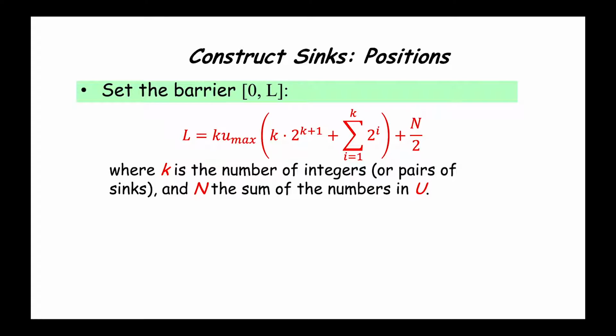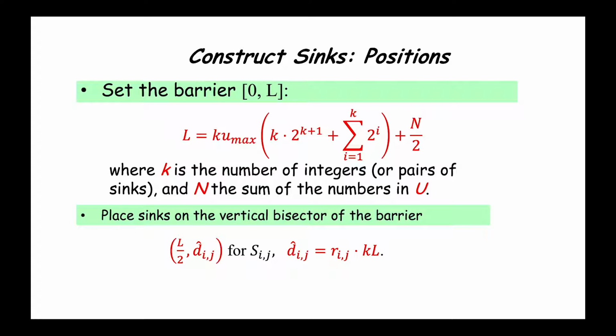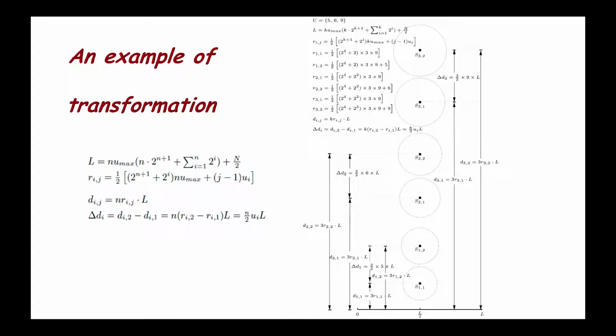Then we set the barrier. Here k is the number of integers, or pairs of sinks, and n is the sum of the numbers in U. Lastly, we place sink i at a position on the vertical bisector of the barrier, but very far away from the barrier. We observe that in such a position far away from the barrier, the movement of covering any point of the barrier by sensors from the sink is roughly the same. Here is an example of the transformation.